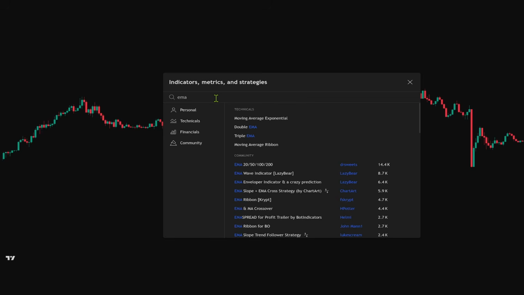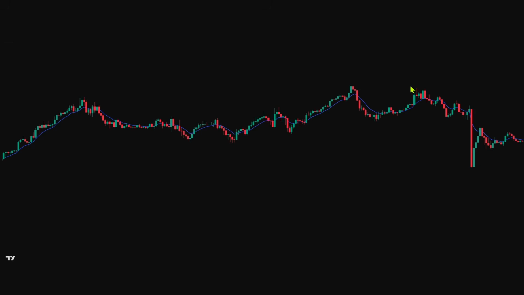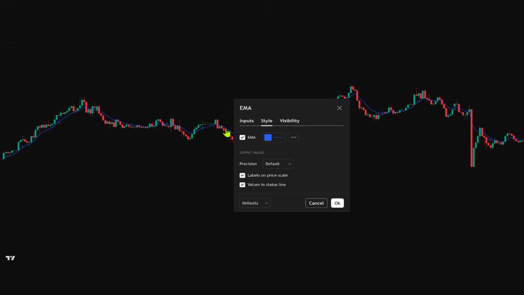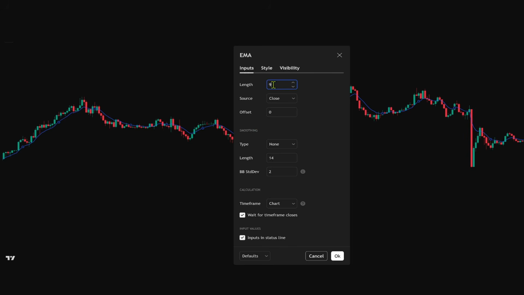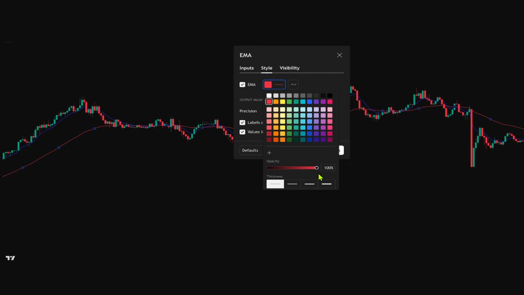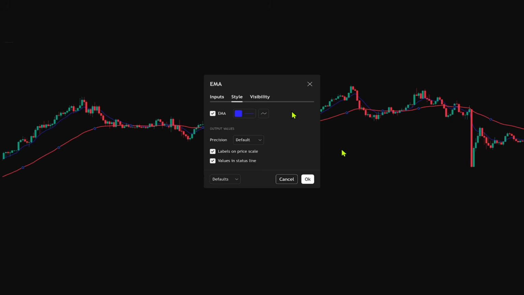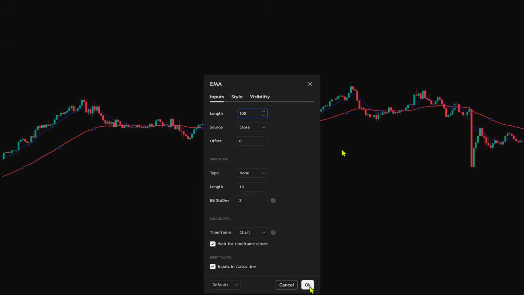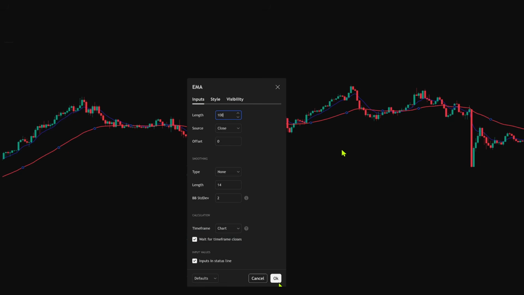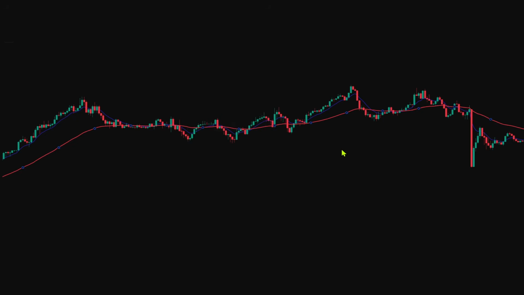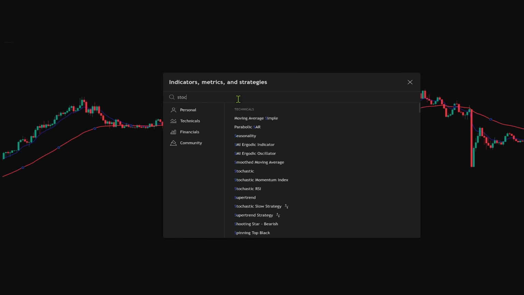If you're using TradingView, go to Indicators, search for EMA and click it twice. Now change the period to 50, close, and I increase the line thickness a little and make it red. And now go to the second EMA and change the period to 100, also set to close. I'll increase the line thickness again but leave this blue as it's the slower moving average.